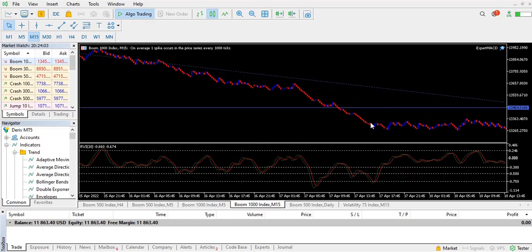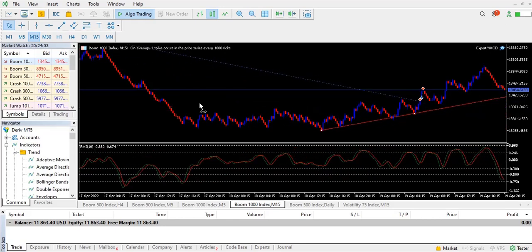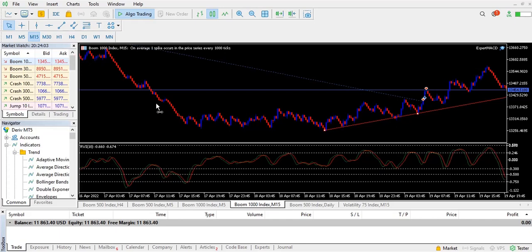The point I want to give you is that you use this strategy majorly on the uptrend. You need to be sure that the market is on an uptrend. That's when you enjoy this strategy so much, and that's the only time you can enjoy it so much.